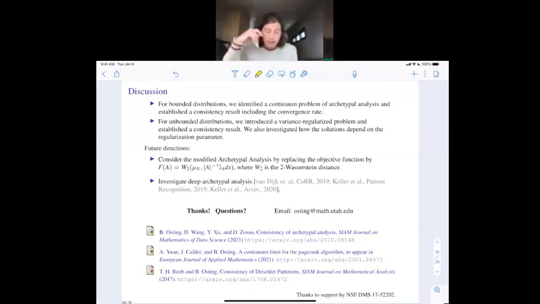There are a couple of future directions that I want to go in, and I have a couple more slides that describe these in a little more detail. One is to consider another way to modify archetypal analysis by replacing the objective function. Instead of using the Euclidean distance, I want to use the Wasserstein distance. The other future direction I'm really interested in is deep archetypal analysis. Instead of looking for a polytope in the original space, it looks for a polytope in the latent space of an autoencoder. I'll say a little more about that in a second.